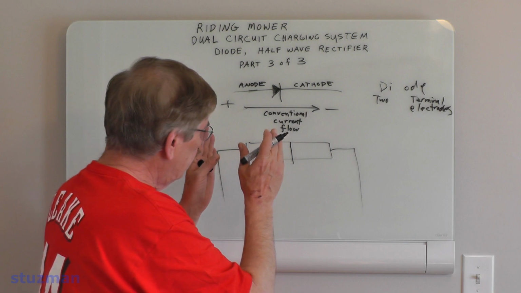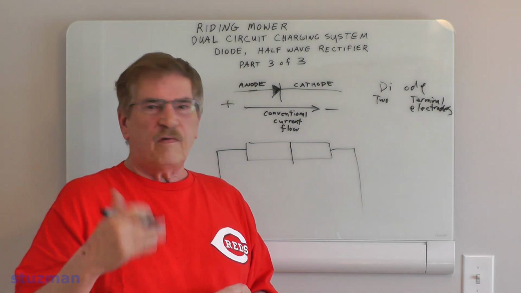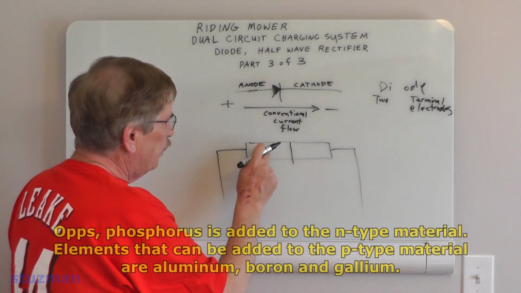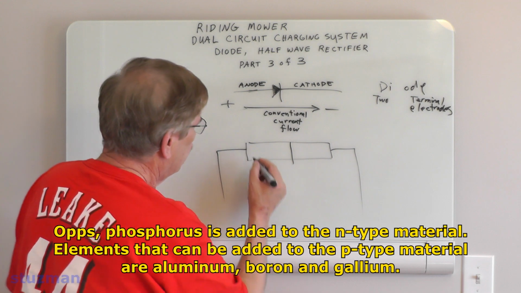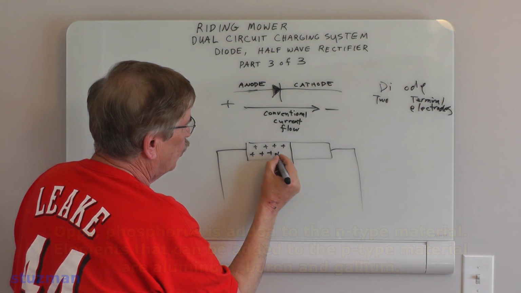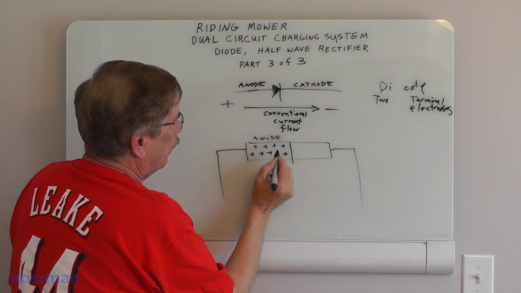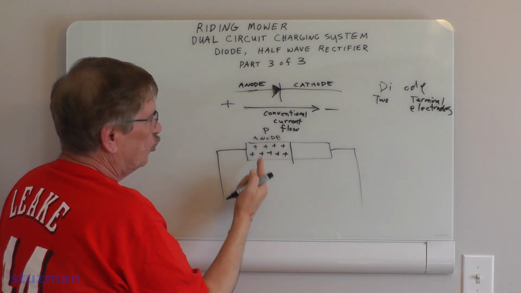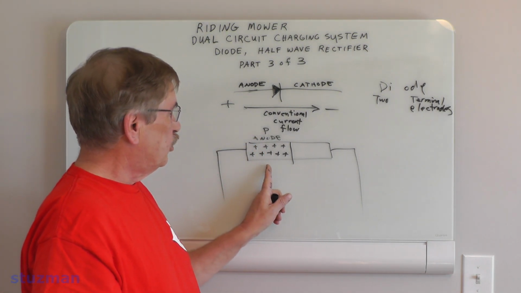Now if we take this silicon and we add an element to it, such as phosphorus, and we add it to here, we're going to get an excess of positive charges. So we're going to have a lot of positive charges on this side, which is the anode. This is a P-type material because the P stands for positive, because we have a lot of positive charges.